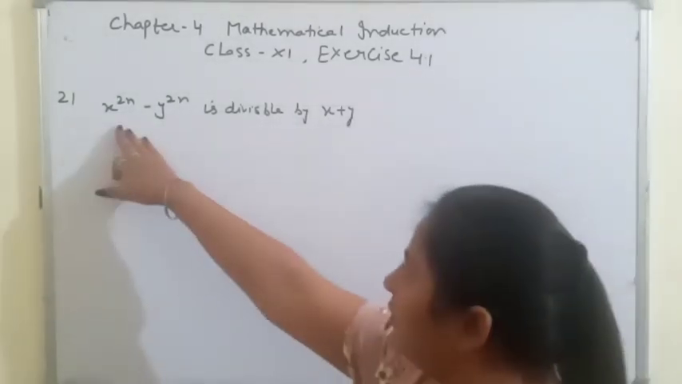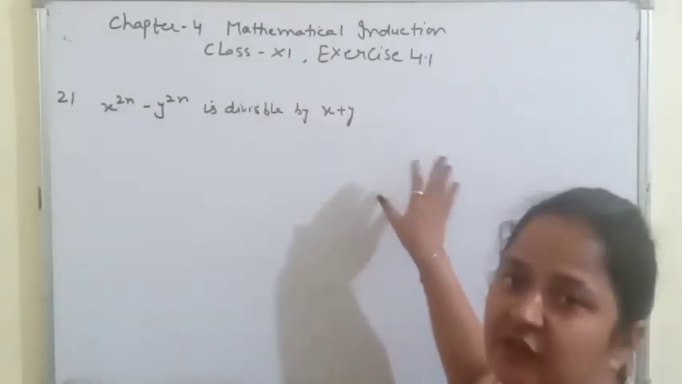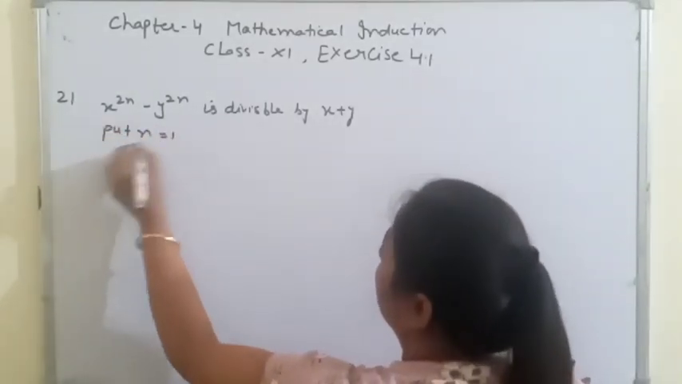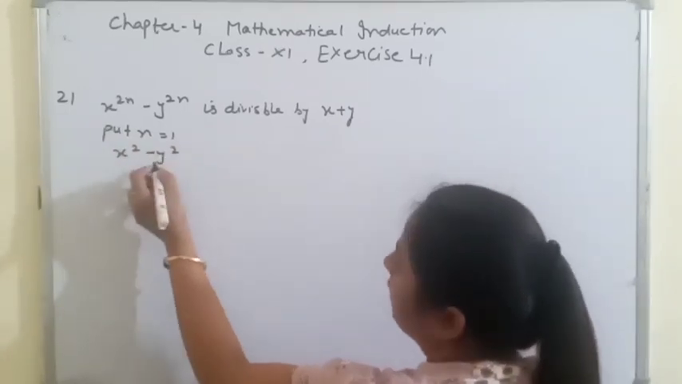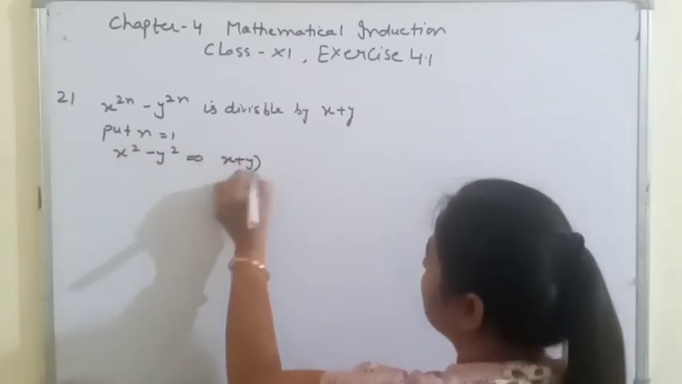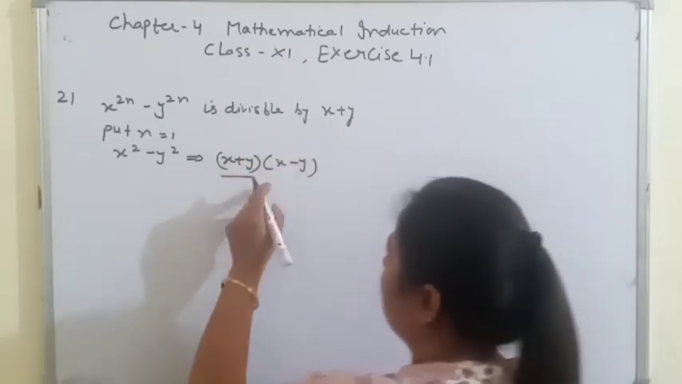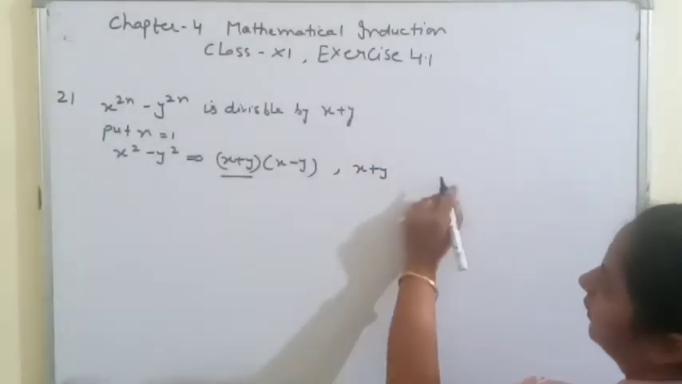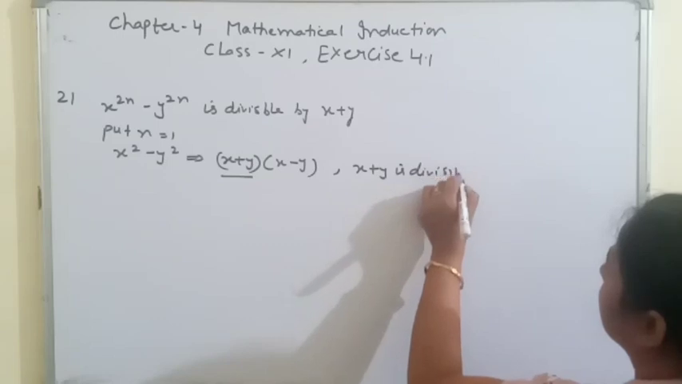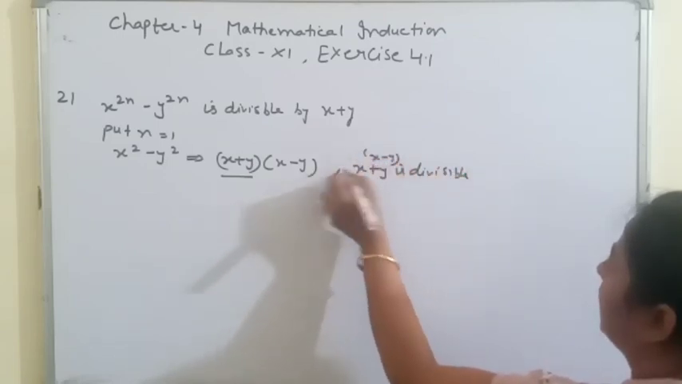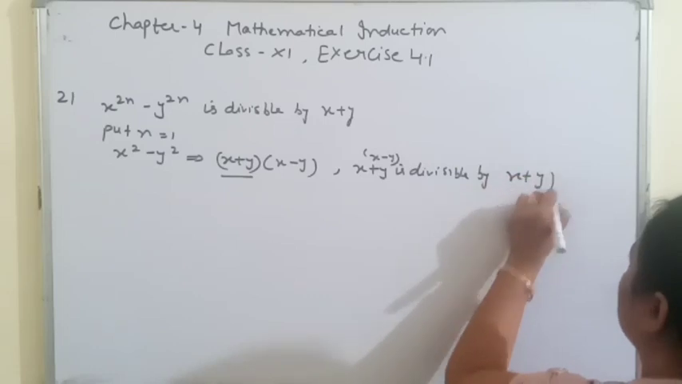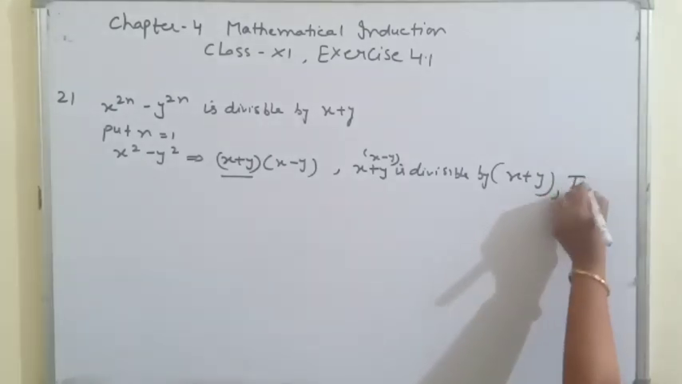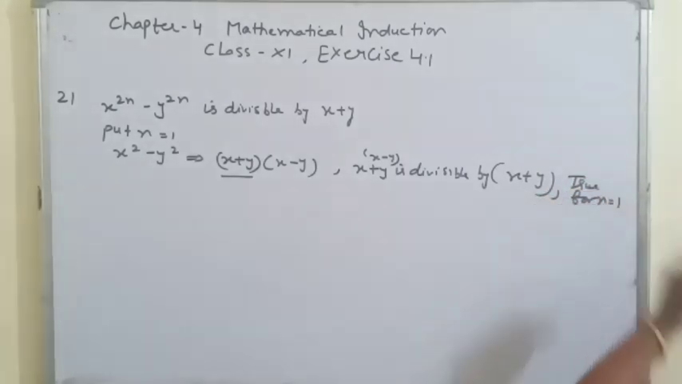Question number 21: x^(2n) minus y^(2n) is divisible by x plus y. Let's check it for 1. When n is 1, this is x^2 minus y^2. So x^2 minus y^2 we can write as (a plus b)(a minus b), so (x plus y)(x minus y). So x plus y is a factor, and it is divisible by x plus y. So the first statement is true for n equal to 1.